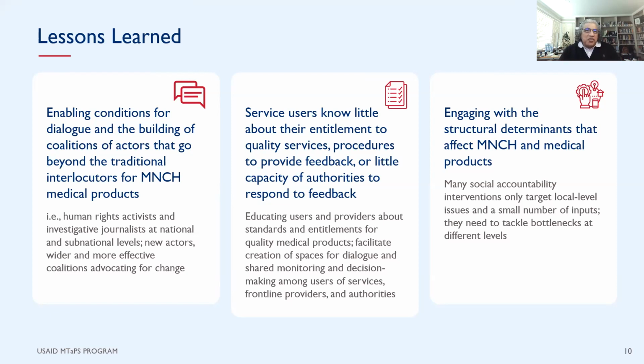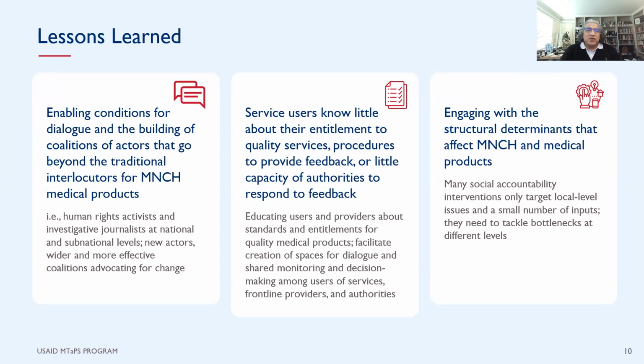So enabling conditions through the facilitation of these spaces of dialogue, so they can have coalitions as well, is very important. And here we are talking again not only about the same actors that we usually reach through our projects, but actors that are usually outside of the traditional stakeholders. For instance, human rights activists, journalists, especially journalists interested in investigative journalism, are very important. And ombudsman roles, for instance, are very important.